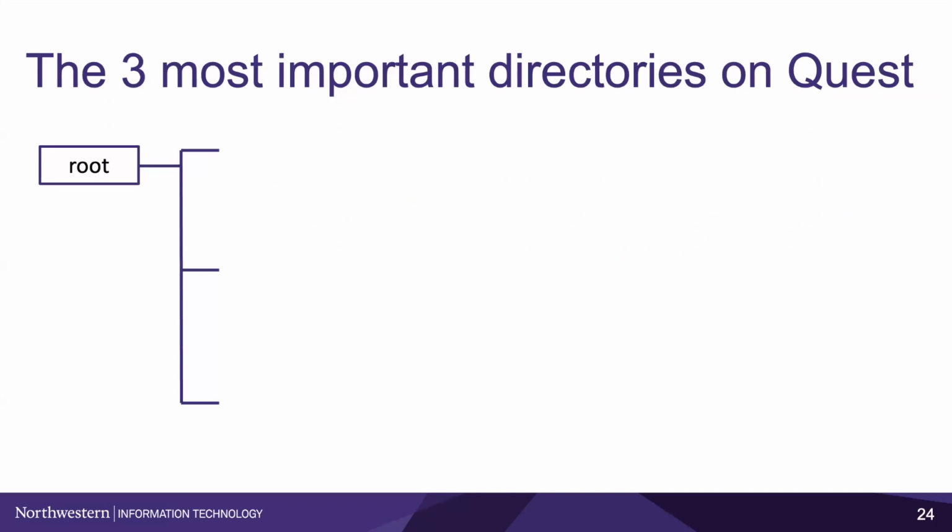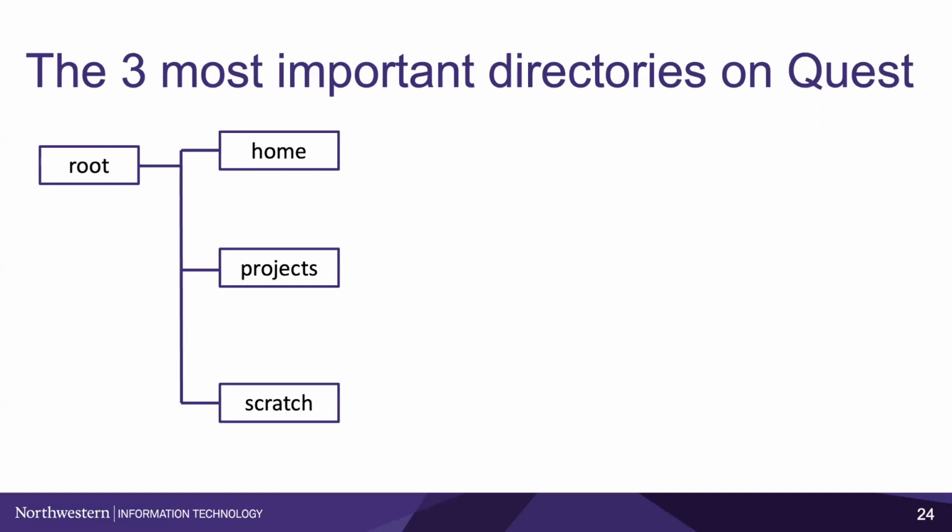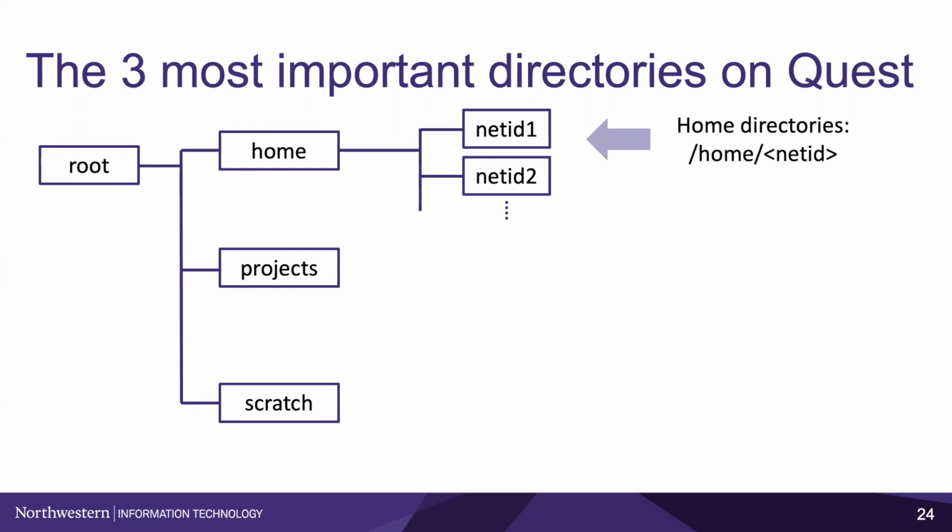So let's get straight into the three most important directories that you'll be working with on Quest. The first one is Home. The second one is Projects, and the third one is Scratch. Under the home directory, there will be a bunch of subdirectories named with people's net IDs. So the path to your home directory can be specified with /home/ your net ID. This / notation is called a path, and it can be used to specify any given location in a file system.